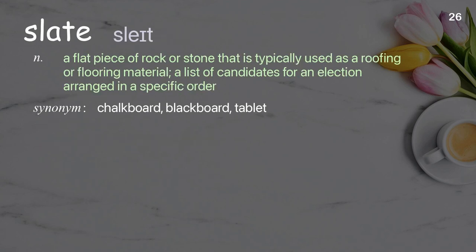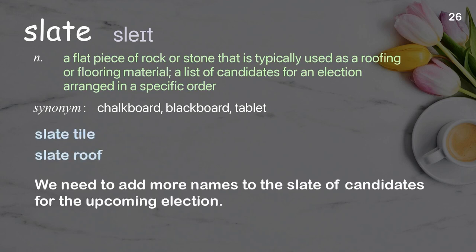Slate. A flat piece of rock or stone that is typically used as a roofing or flooring material. A list of candidates for an election arranged in a specific order. Examples: slate tile, slate roof. We need to add more names to the slate of candidates for the upcoming election.